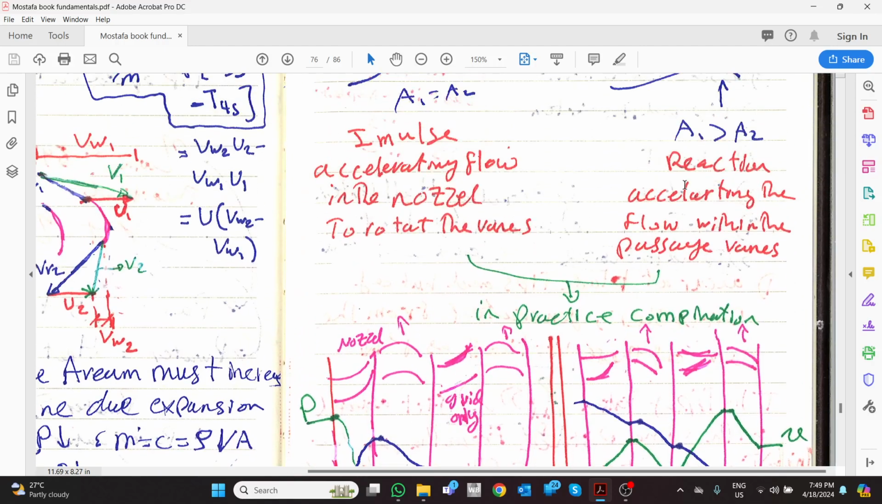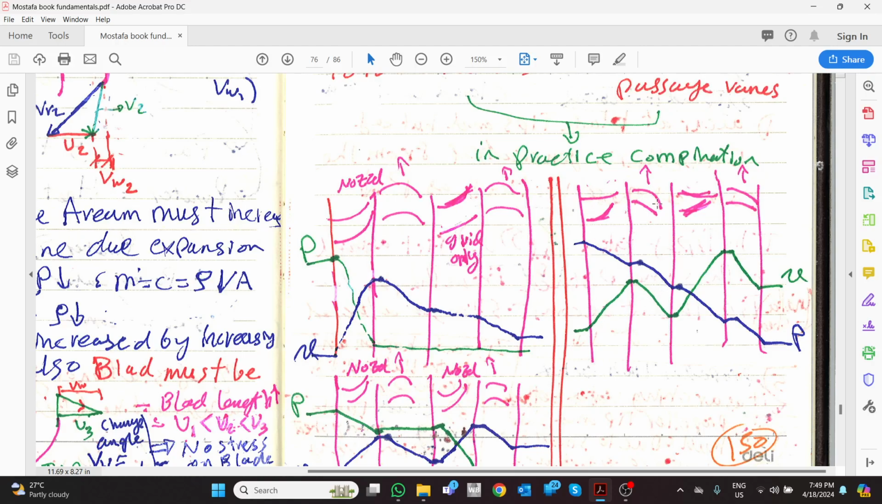If it is a reaction, it is the same: nozzles, vanes. So the velocity increases in the nozzle, then decreases again because of both the changing of kinetic energy from the fluid to the vanes, and also the reaction itself, so it drops back again. Then from nozzling, the pressure drives the velocity to increase again, and then it drops back again till the outlet.